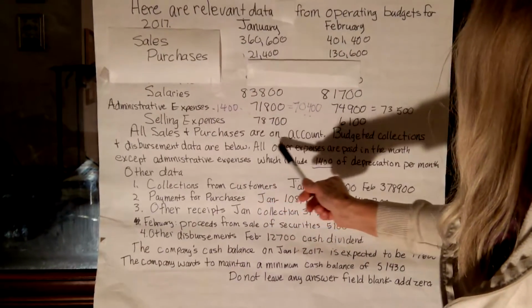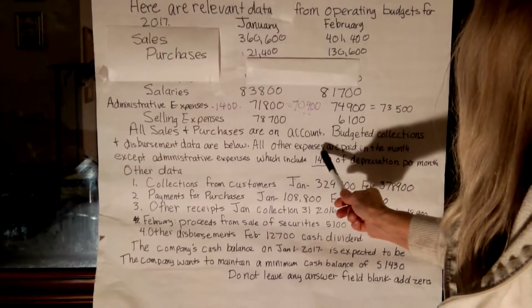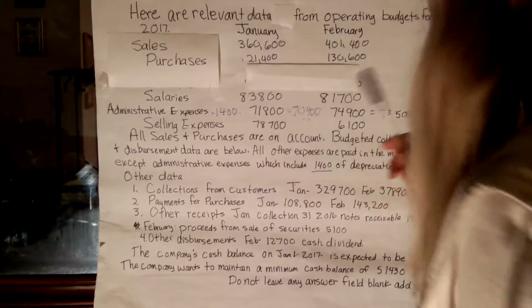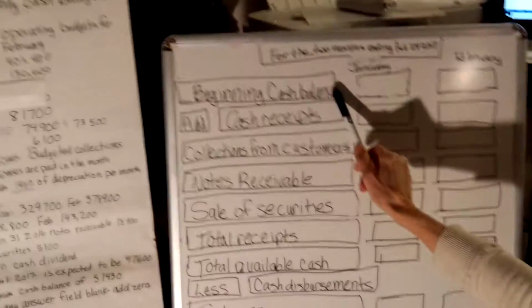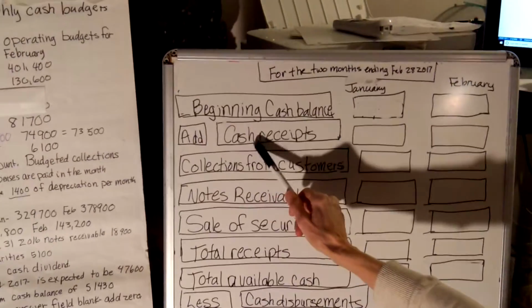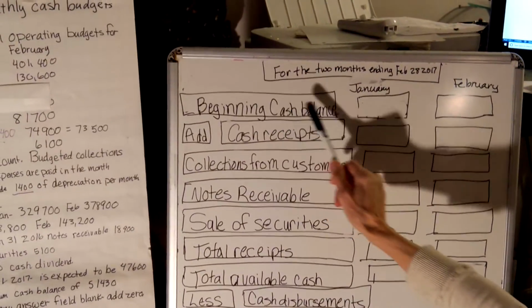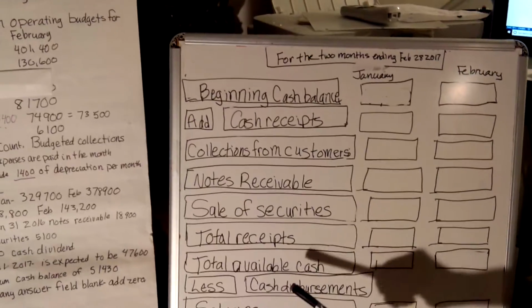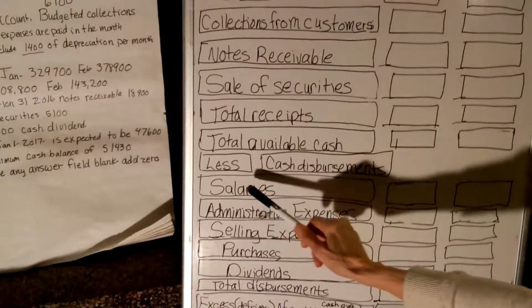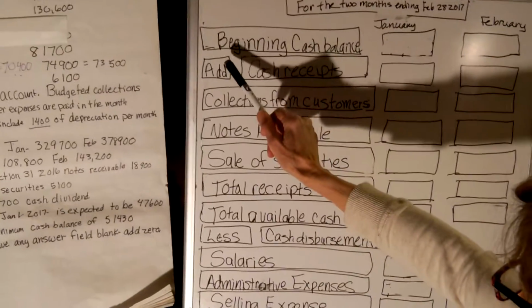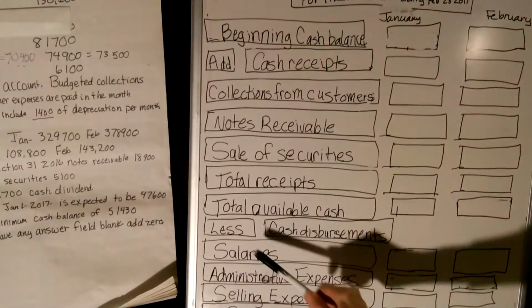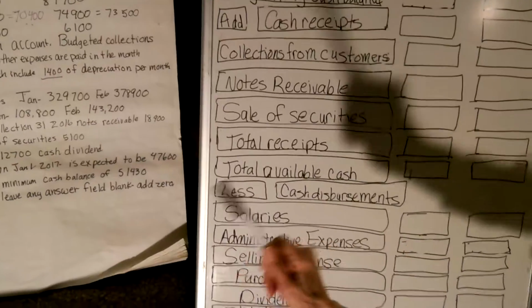The first thing we're going to do is come over here and put beginning cash balance right here. And then we're going to add cash receipts. Then we're going to come down here and put less cash disbursements. Now we're going to go over here.